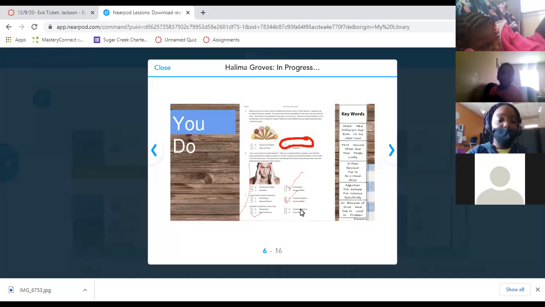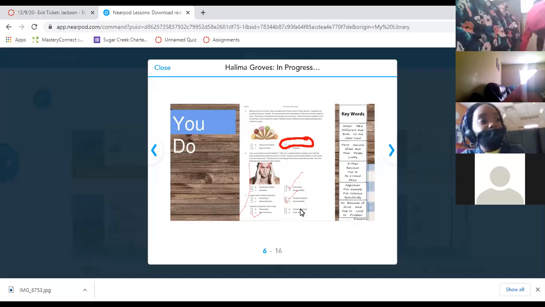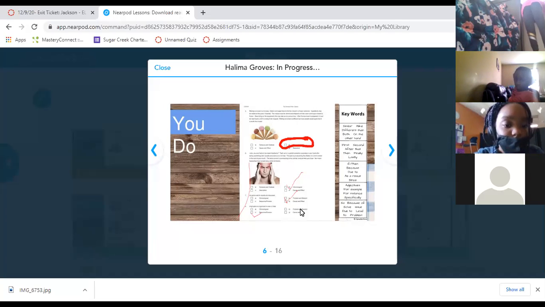So which one? Is it compare and contrast, descriptive, chronological, or cause and effect? I am going to poll the class right now. I want you to give me a 1 for A, a 2 for B, a 3 for C, or a 4 for D, okay?